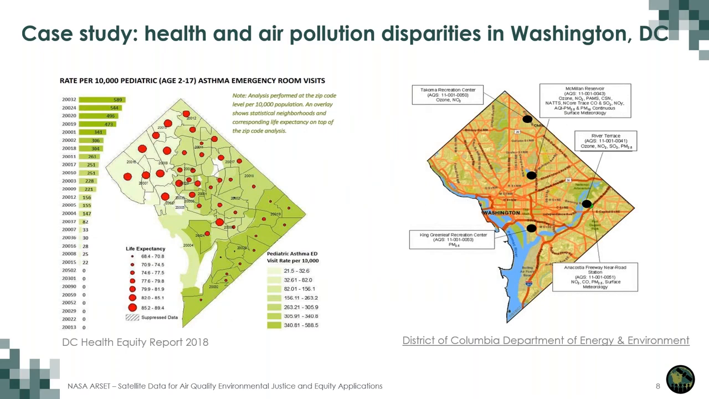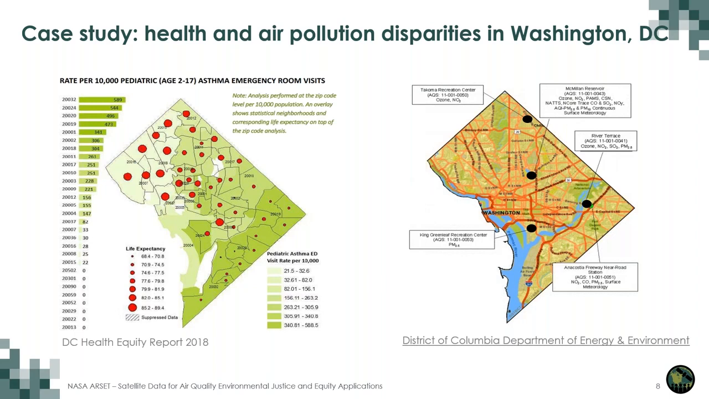One of the first studies that we did to try to use satellite-derived pollution levels to understand air pollution and justice was in partnership with the DC Office of Health Equity and the DC Department of Energy and Environment. That's in the city of Washington, DC. And this is motivated by the dramatic health inequity that we see in the District of Columbia.